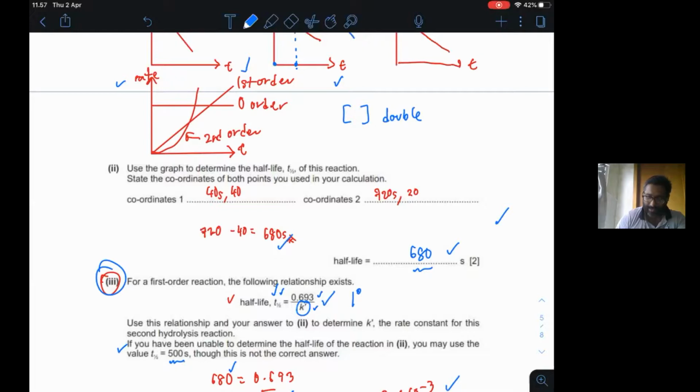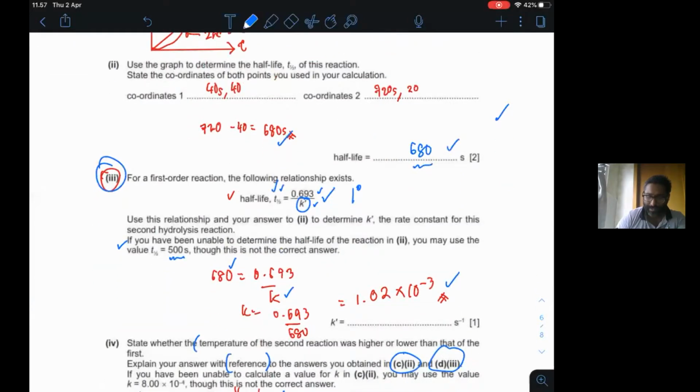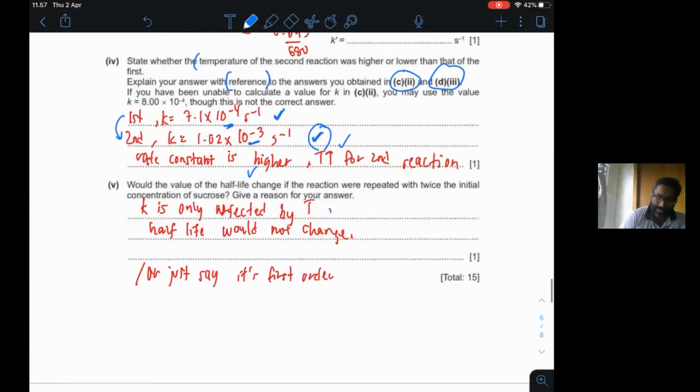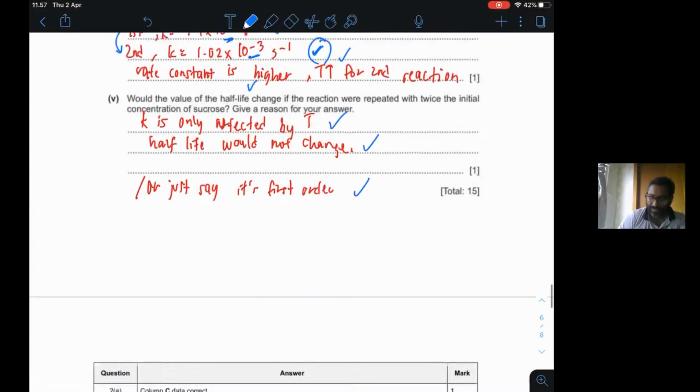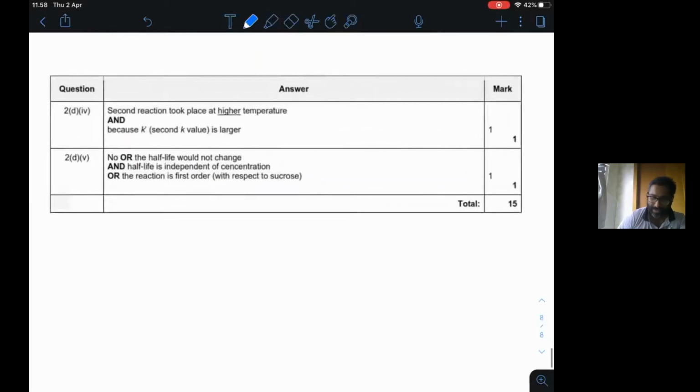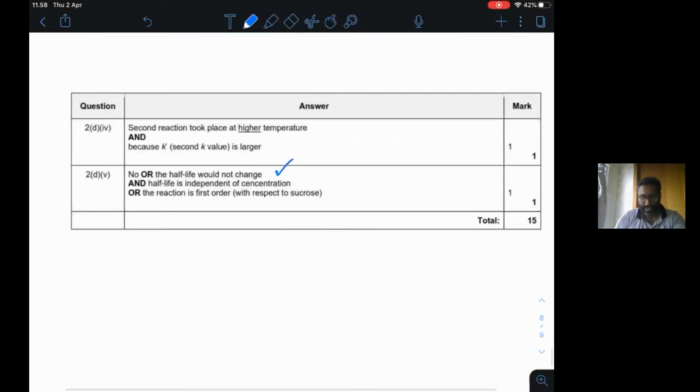So here you can see that the K value remains constant, therefore the half-life remains the same. So here I wrote, K is only affected by temperature, half-life will not be changed, or just say it's going to be first order. Here they give different answers, but they say that half-life will not change, and you need to say that half-life is independent of concentration, or that half-life is only affected by temperature. So the reaction is first order. Any of these, but make sure you mention this statement and one of these statements.